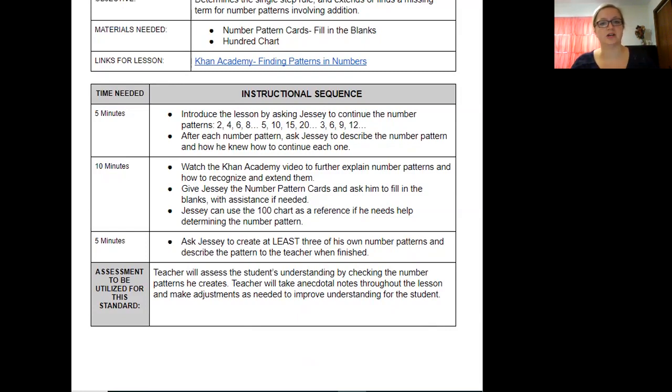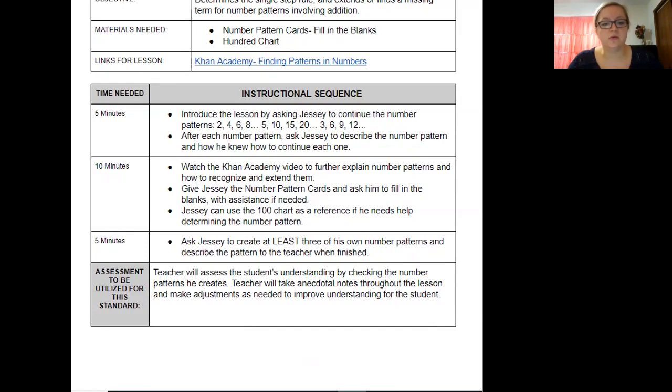Then the main chunk of the lesson would be about 10 minutes long. I would have Jesse watch the Khan Academy video that I linked up above to further explain number patterns and how to recognize and extend them. Then I would give Jesse the number pattern cards, ask him to fill in the blanks with assistance from me if needed. I would really prefer for him to do them on his own. They would start a little more simple and then get increasingly more difficult as we went on, because I want to push him to that zone of proximal development. I want to get him to that next step without really pushing too hard, but just a little push to that next step. The 100 chart he can use as a reference if needed. That will give him a chance to count the numbers in between, look for patterns, stuff like that.